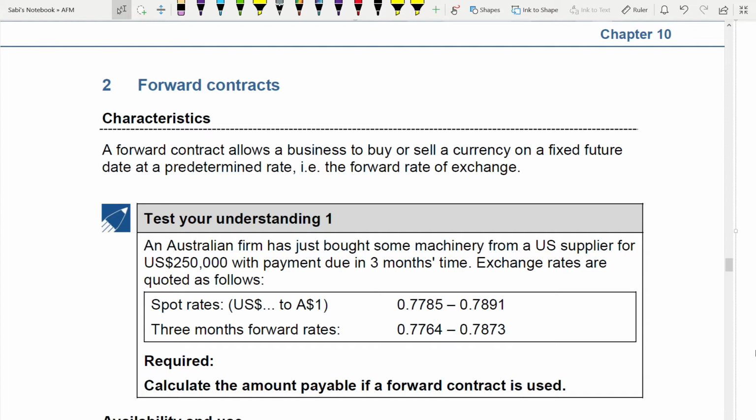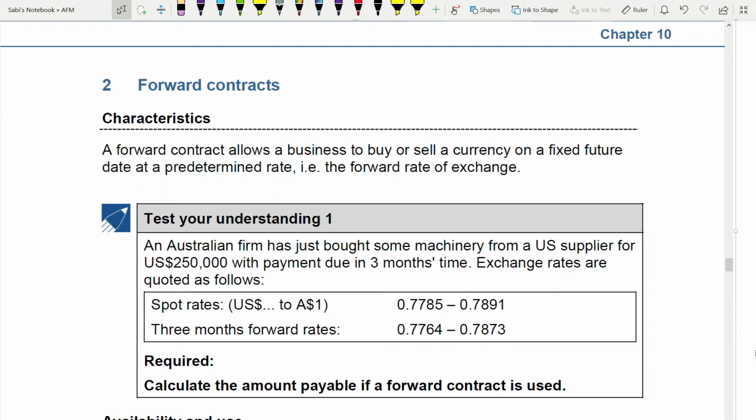You pick up one rate and then you use that rate to translate. Basically, what we are doing is translating everything to our home currency using a rate. That's it. And after we translate, we compare. If it's a receipt, we see which method is giving us the highest receipt. And if it's a payment, we see which one is giving us the lowest payment. So this is what we are actually doing in AFM.